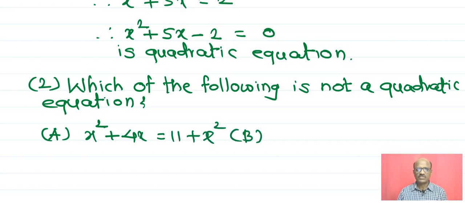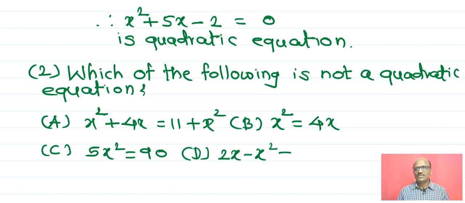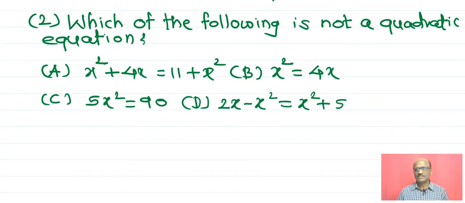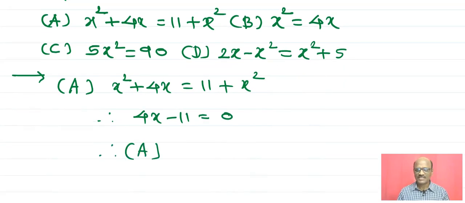x square plus 4x is equals to 11 plus x square, on both sides x square gets cancelled. So this is not a quadratic equation, first. Second, that is D, 2x minus x square is equals to x square plus 5. It's a quadratic equation. Only the first, x square plus 4x is equals to 11 plus x square, is not a quadratic equation. If you simplify it, you will get 4x minus 11 equals to 0, and hence option A is correct.